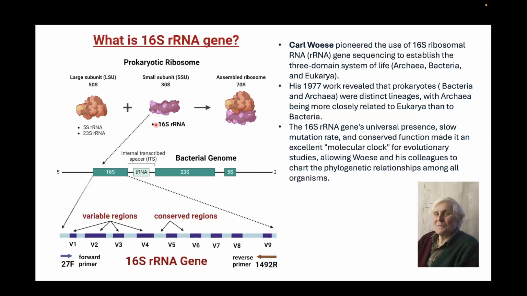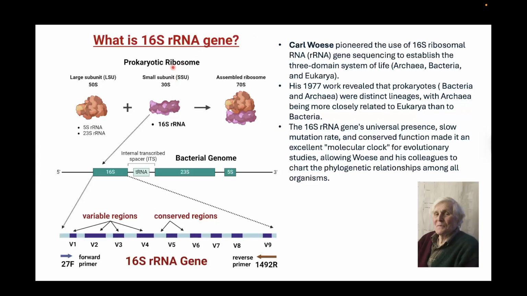So Carl Woese and 16S rRNA gene sequencing analysis. This is Carl Woese on my right. He pioneered the use of 16S ribosomal RNA to establish the three domain system of life, which is archaea, bacteria, and eukarya. So mainly for the microbes, 16S rRNA is the gold standard for any metagenomic analysis as well.